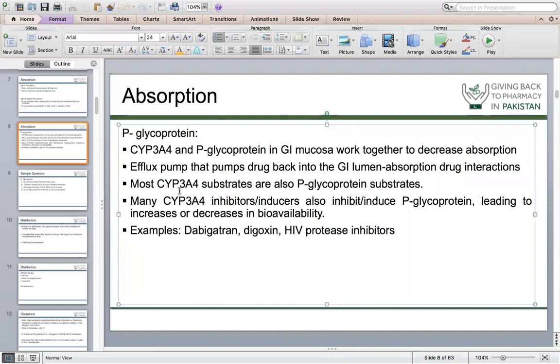So most CYP3A substrates are also P-glycoprotein substrates. Many CYP3A inhibitors or inducers also inhibit P-glycoprotein, leading to an increase or decrease in bioavailability. So we need to remember that there are many clinically significant drug interactions associated with P-glycoprotein. You'll see, I think in the drug class of anticoagulants, that the most significant interactions are clinically significant. And I think you can be tested in this exam on this concept.